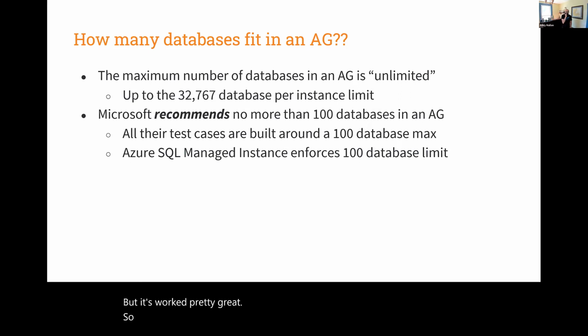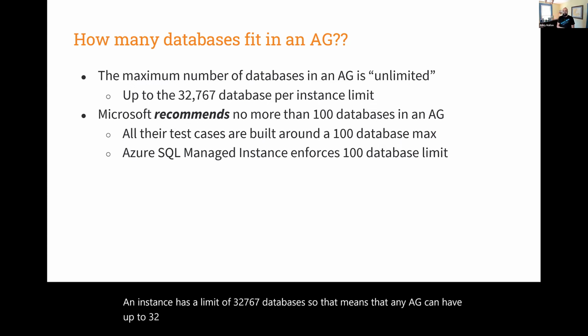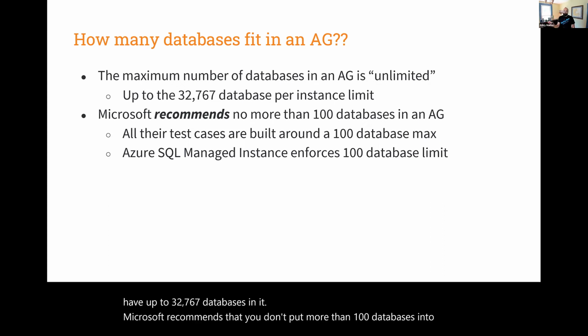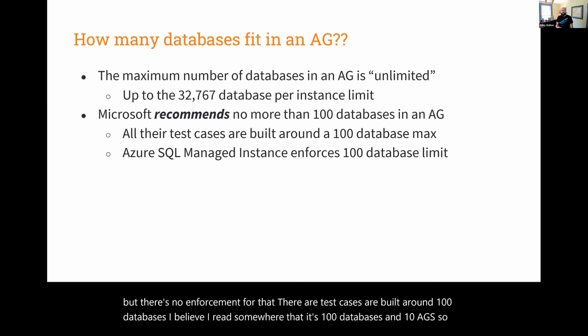So the question that I asked at the start: how many databases fit in an AG? If you read the docs, it says that the number of databases you can have in an AG is unlimited. Now, an instance has a limit of 32,767 databases. So that means that any AG can have up to 32,767 databases in it. Microsoft recommends that you don't put more than 100 databases into an AG, but there's no enforcement for that. Their test cases are built around 100 databases. I believe I read somewhere that it's 100 databases and 10 AGs, so 1,000 databases on the instance total.